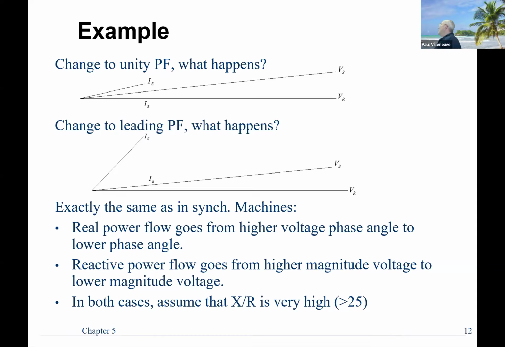So just looking at these relative terms, then you can determine, all right, is the system going to fail or not? Generally speaking, magnitude should be no more than about a 10% difference, and angles no more than about 30 degrees. Okay? Once you start exceeding 30 degrees, you're really pushing the line operation. And the last assumption here, the X over R ratio of the transmission system, it generally is pretty high. So greater than 25 is usually a pretty safe assumption.